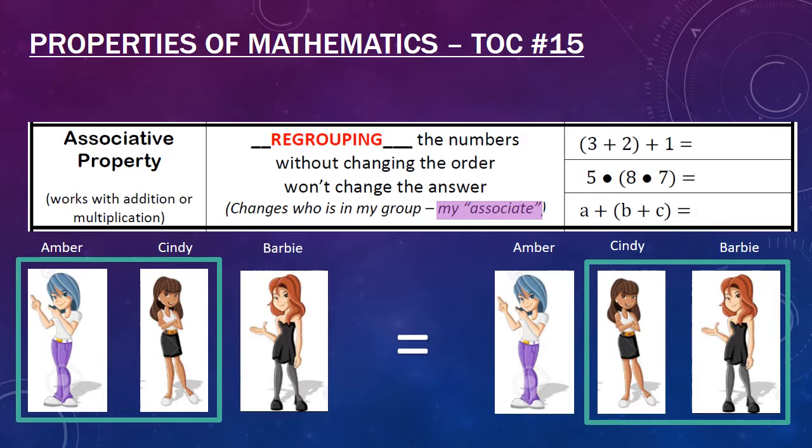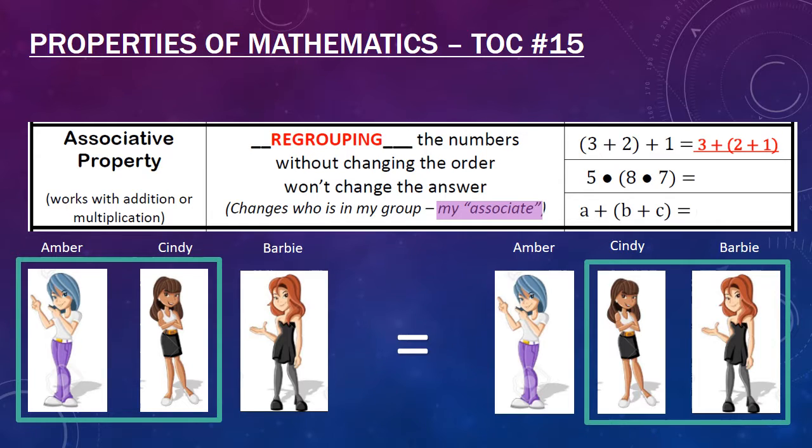So if you look at the examples up on the right, we have in parentheses 3 plus 2 plus 1, and in this case 3 plus 2 are best friends, but then we can flip it and say, okay, well, maybe 2 plus 1 need to be best friends, and 3 is kind of on the outs.